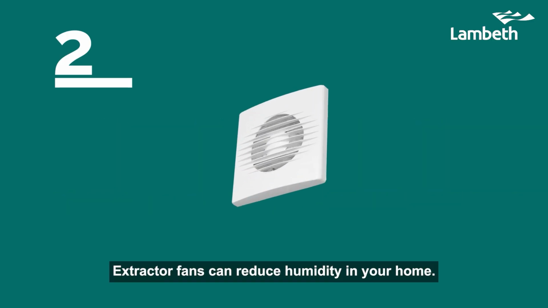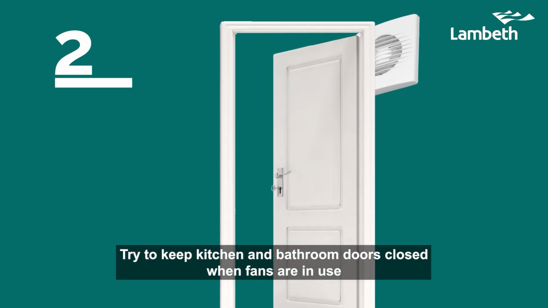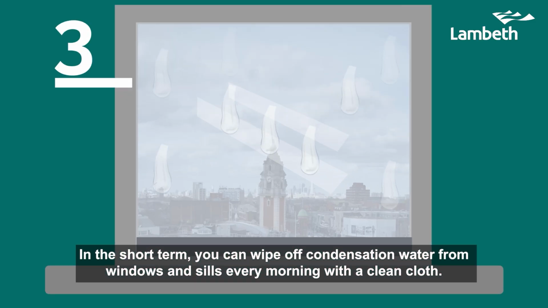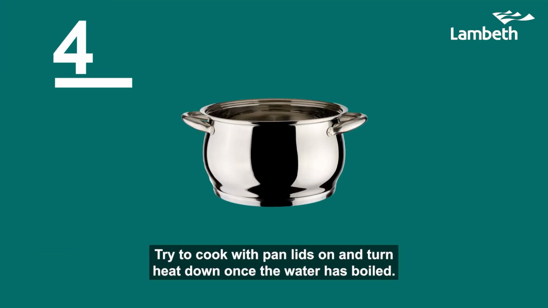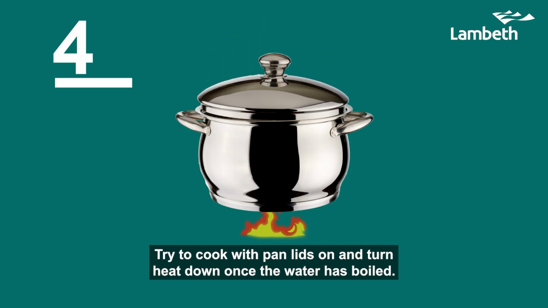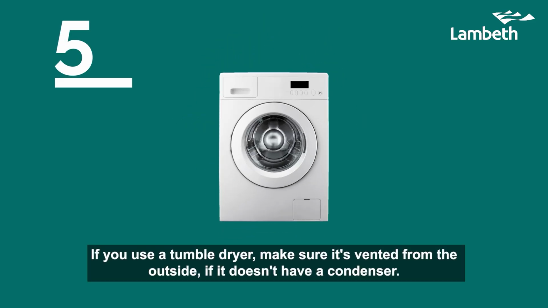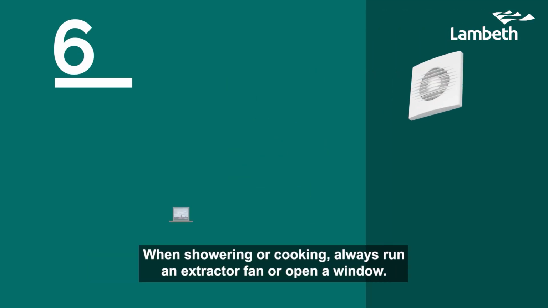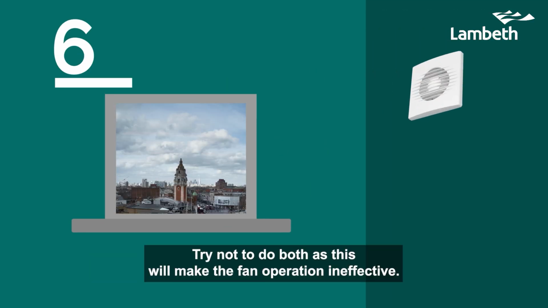Extractor fans can reduce humidity in your home. Try to keep kitchen and bathroom doors closed when fans are in use, and do not cover over air vents in any rooms. In the short term, you can wipe off condensation water from windows and sills every morning with a clean cloth. Try to cook with pan lids on and turn heat down once the water has boiled. If you use a tumble dryer, make sure it's vented from the outside if it doesn't have a condenser. When showering or cooking, always run an extractor fan or open a window. Try not to do both, as this will make the fan operation ineffective.